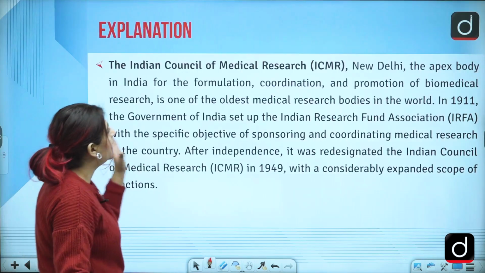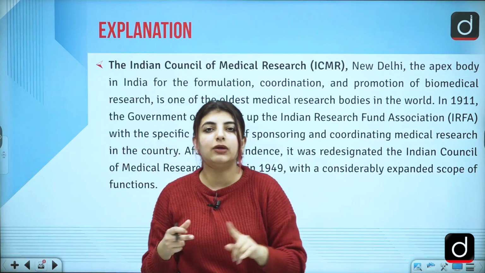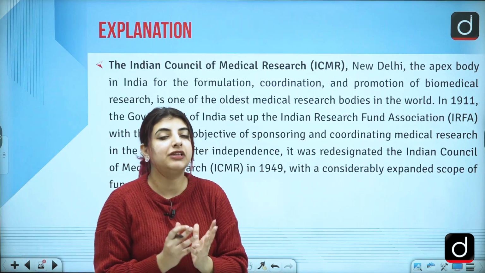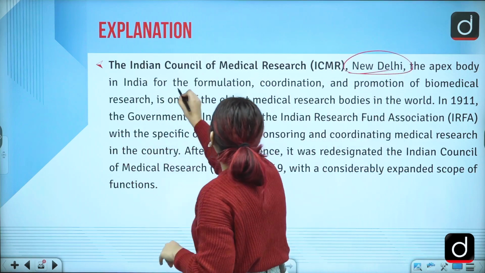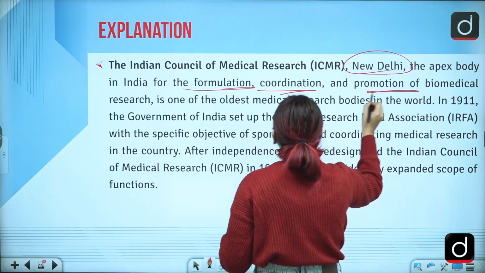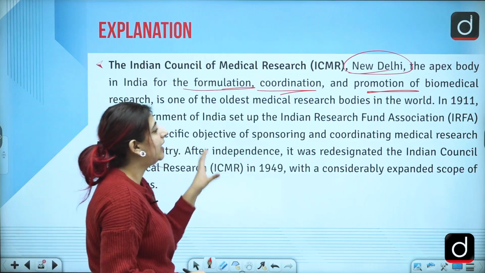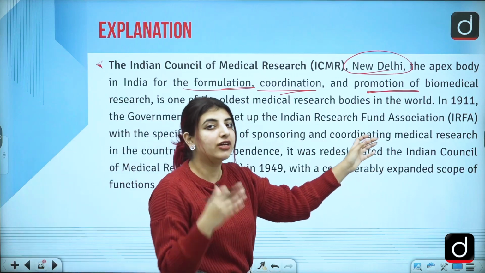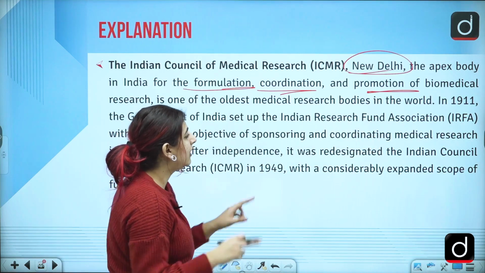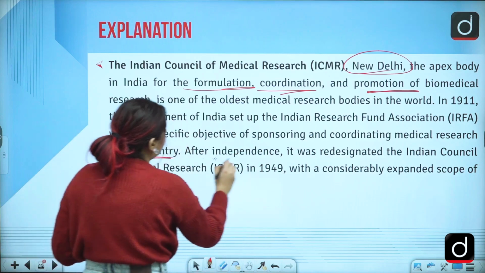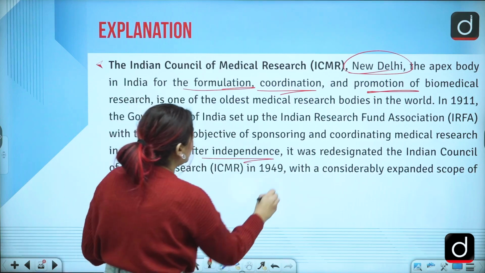Then we have Indian Council for Medical Research. Again, writing down the full form will make you all aware of what that research council is for. Indian Council for Medical Research, headquarters in Delhi, for formulation, coordination and promotion of biomedical research, right? So in 1911, the government of India set up the Indian Research Fund Association, another fact, with the specific objective of sponsoring and coordinating medical research in the country. After independence, it was designated the Indian Council of Medical Research in 1949.